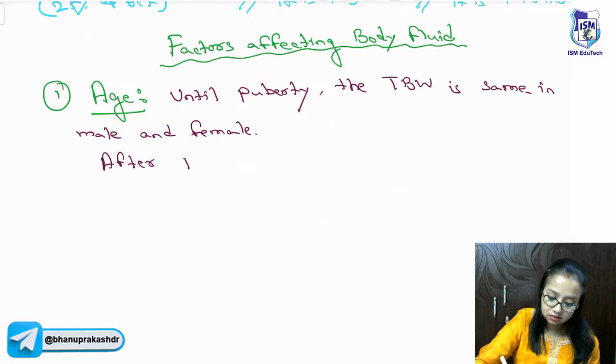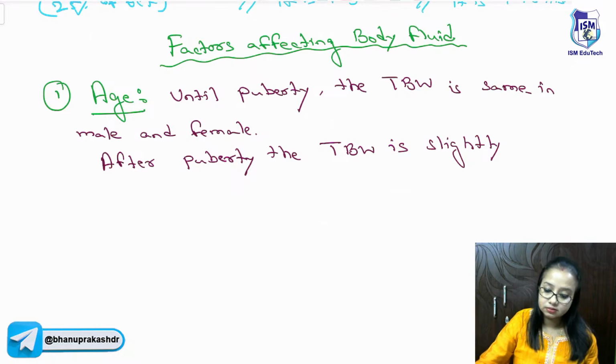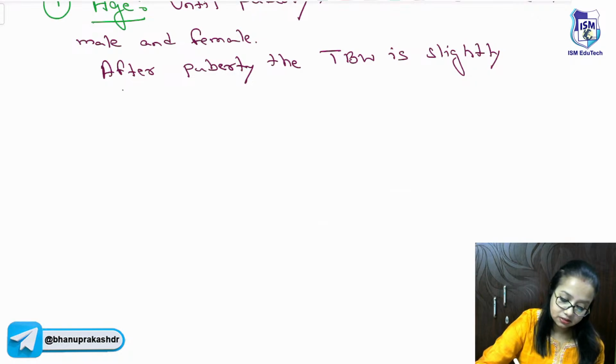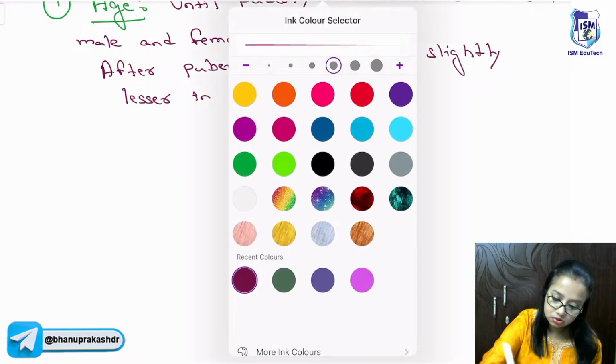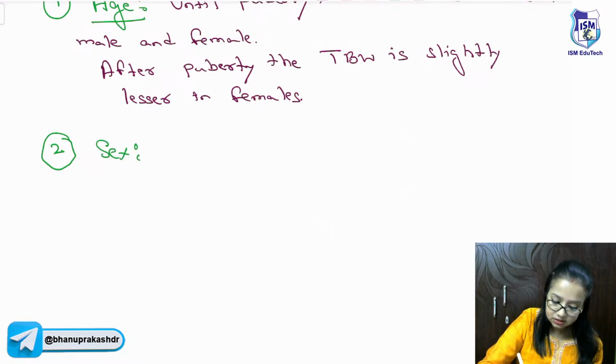After puberty, the total body water is slightly lesser in females. So, the next determining factor is sex.